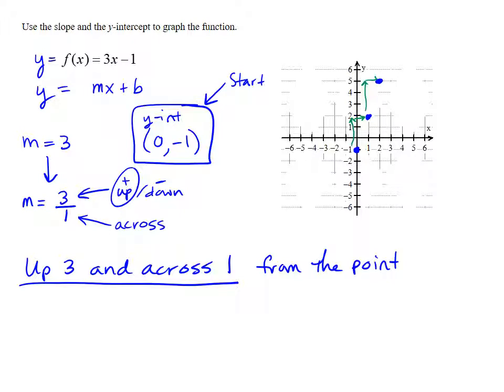Now here's the nice thing. You can also go backward, because we're kind of running out of room as the grid continues. So instead of going up 3, the opposite of up 3 would be going down 3. And instead of going across, go back 1.